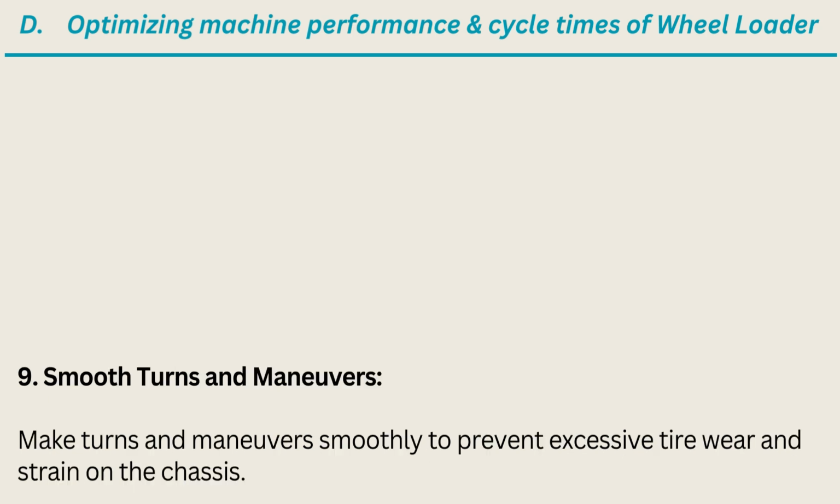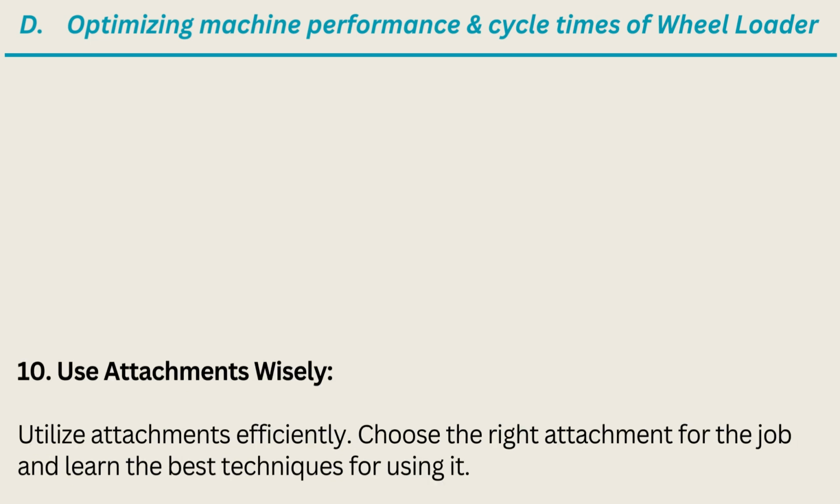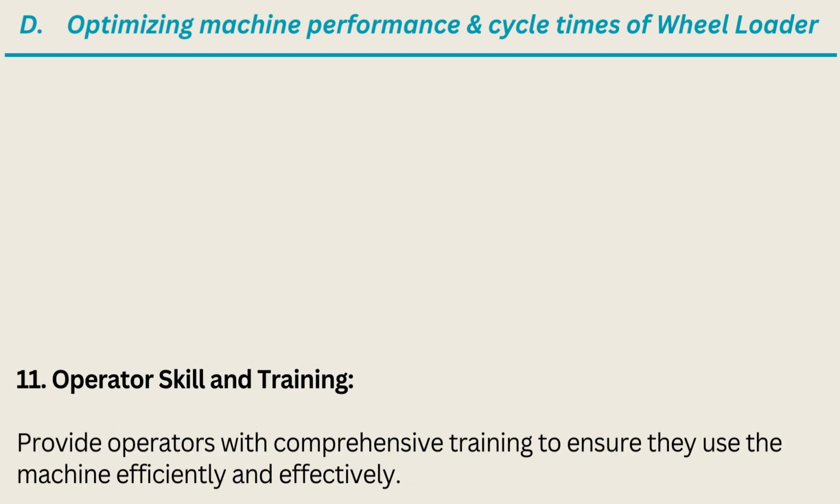9. Smooth turns and maneuvers. Make turns and maneuvers smoothly to prevent excessive tire wear and strain on the chassis. 10. Use attachments wisely. Utilize attachments efficiently. Choose the right attachment for the job and learn the best techniques for using it. 11. Operator skill and training. Provide operators with comprehensive training to ensure they use the machine efficiently and effectively.